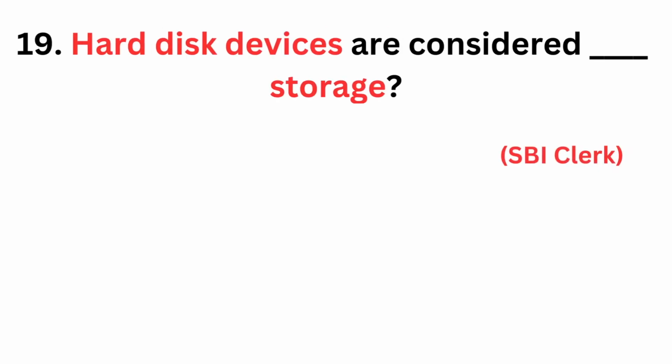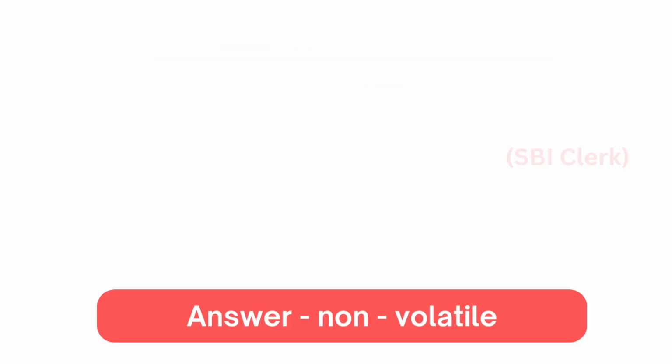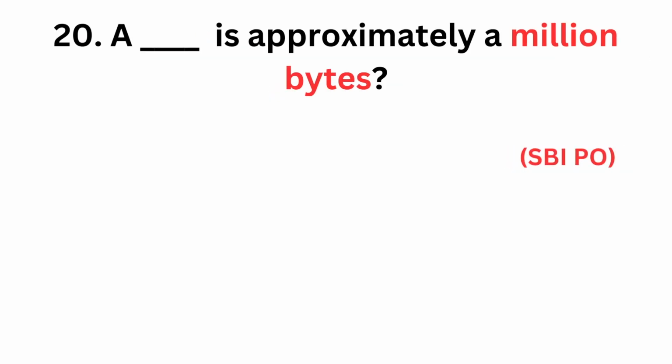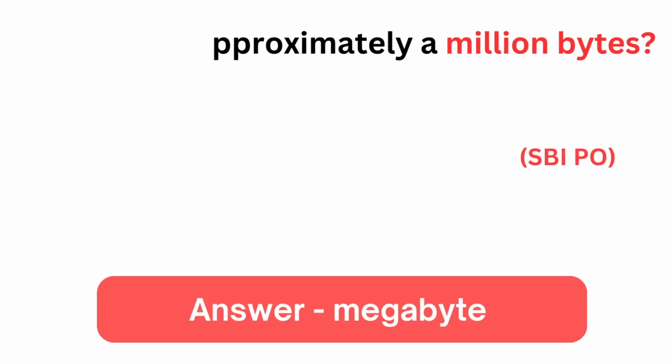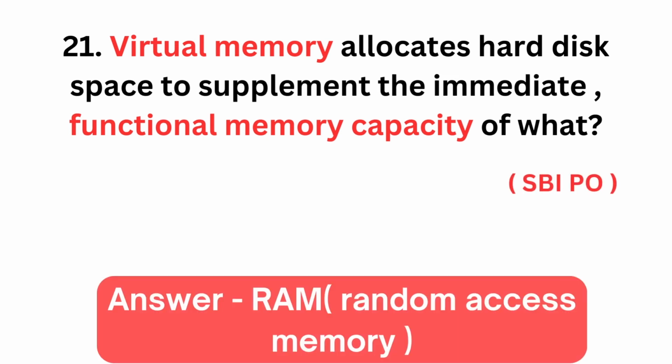Hard disk devices are considered what storage? Non-volatile. A what is approximately a million bytes? Megabytes. Virtual memory allocates hard disk space to supplement the immediate functional memory capacity of what? RAM, random access memory.